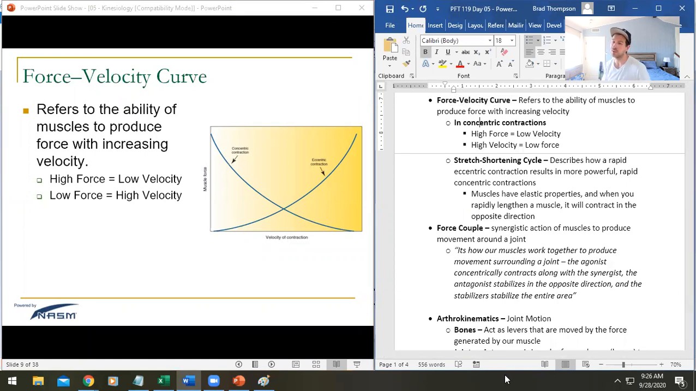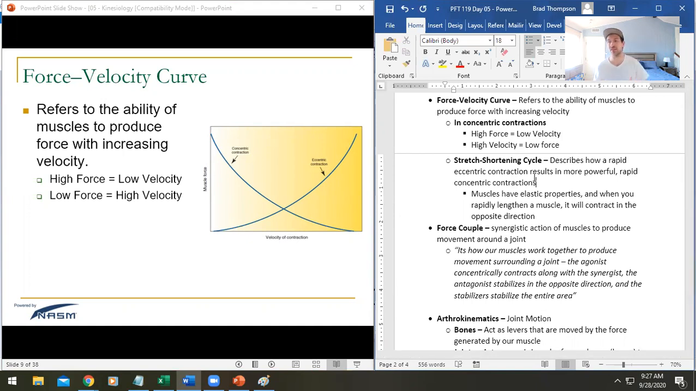And so this is the ability of your muscles. Your muscles have this ability to produce force with an increasing velocity. So as velocity goes up, force production will go down, right? And so basically when you look at contractions, if you have high force, you're going to have low velocity, right? Velocity is the speed by which something happens, right?